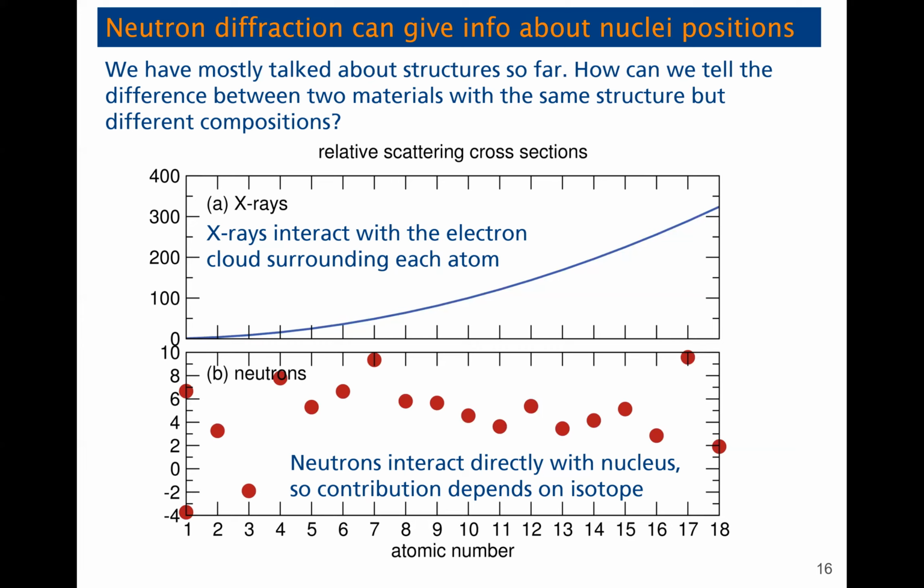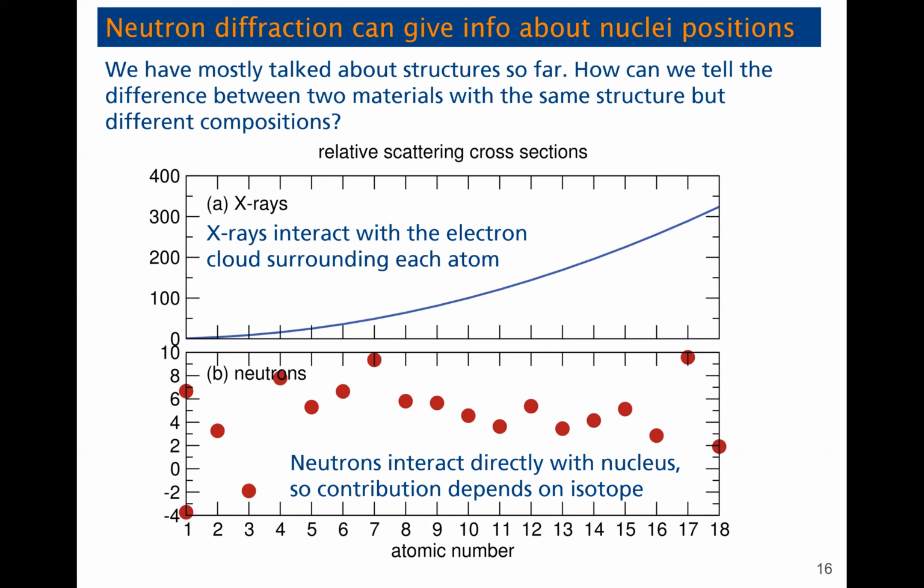So the X-rays in all the other experiments I've been talking about interact mostly with the electron cloud surrounding each atom. So pretty much the higher atomic number you get, the more electrons you get, and the more the X-rays scatter off of that element. But that means that if you have two very similar atoms, but different atoms that are in the same crystal structure, it's really hard to tell apart with X-rays because you get almost the same scattering off of each of those.